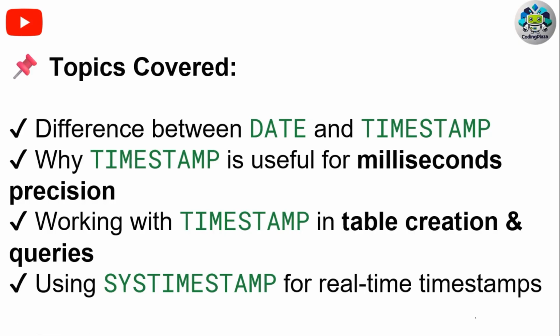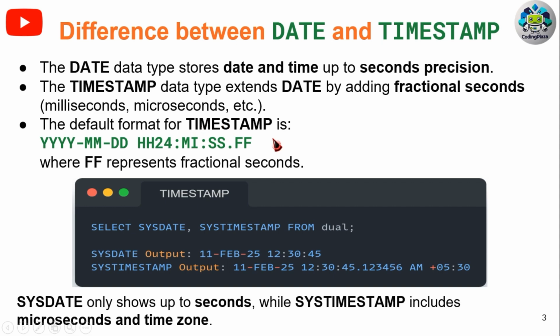In the last video on the date data type, I asked you to see it because there I covered sysdate. The date has different formats, with its own properties and so on. Systimestamp will work in the same way. So that is the first point. Now, the difference between date and timestamp. There is a slight difference.